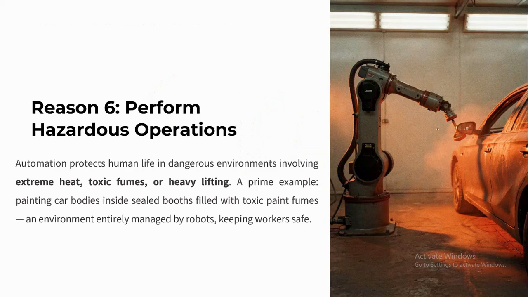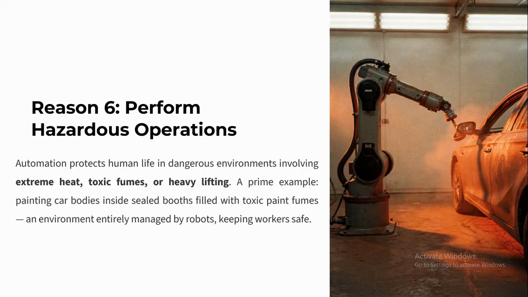Now reason 6 is the most important one. We know that a lot of human beings are working in very dangerous environments involving extreme heat, toxic fumes or heavy lifting. This may be a great threat to their life. Instead of using human beings in this type of dangerous working condition, we can implement a robot or an automation system so that those human beings can be saved from this type of toxic working condition.